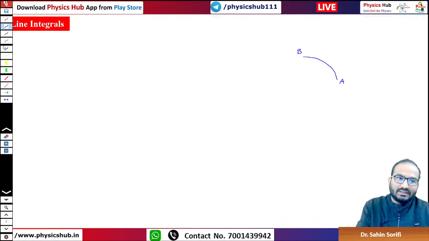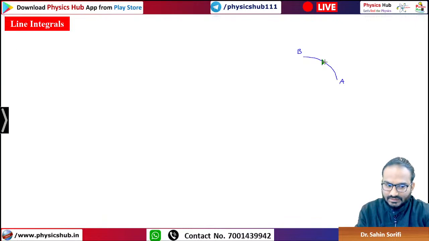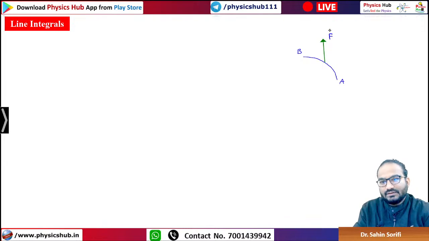For the generalized purpose, we are taking a curve, let's say a curve like this, AB, and we want to find out the line integral on this curve. So the line integral is defined for a vector function. So let's take a vector function as well. We are denoting the vector function by f. On this curve, at each and every point, the vector will be defined, right?